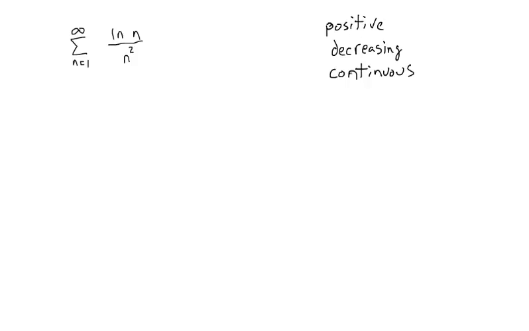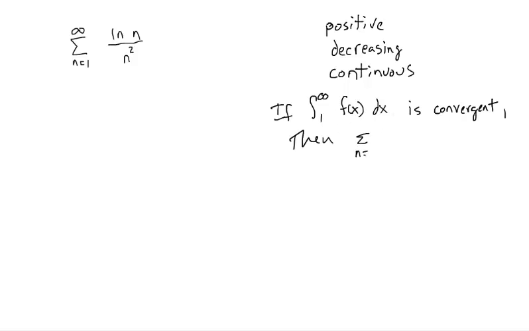And if all three of these are true, then if the integral from 1 to infinity of f of x dx is convergent, then the sum from n equals 1 to infinity of a sub n is convergent.